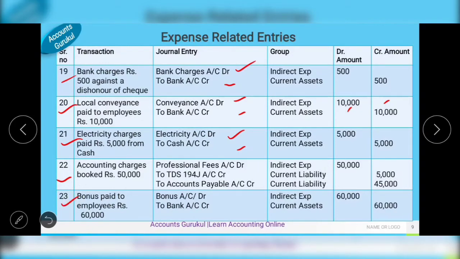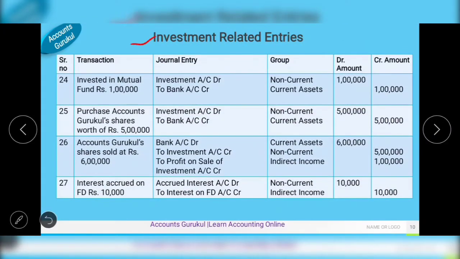Then the next, it's a bonus paid to employee rupees 60,000. Employee ko hum logon ne 60,000 bonus pay kiya hua hai. So bonus is our expenses, then the bonus account debit of 60,000 to bank account credit 60,000. So these are all the entries from the expense related entries. Now we are going to discuss about investment related entries. तो investment हमने किया हुआ है, तो उसके related अगर कोई transactions है, then how we have to pass into the systems, that's we are going to discuss from this slide.